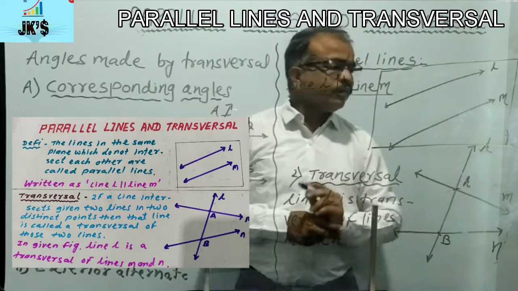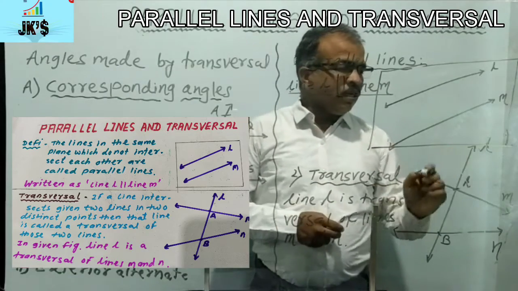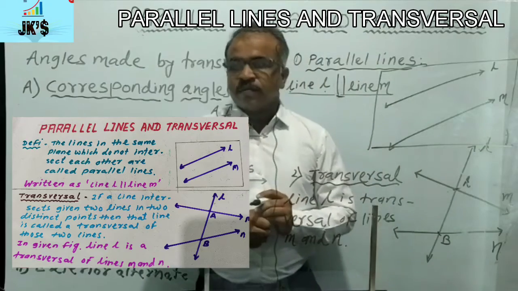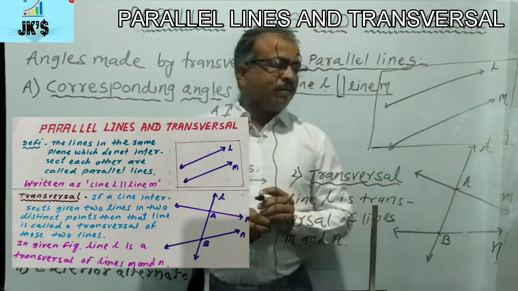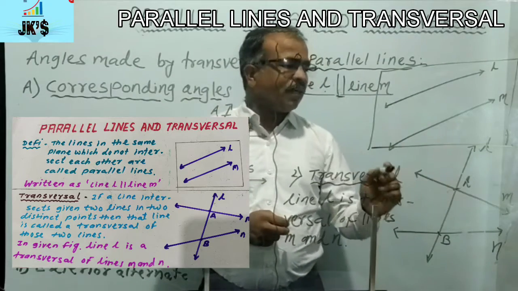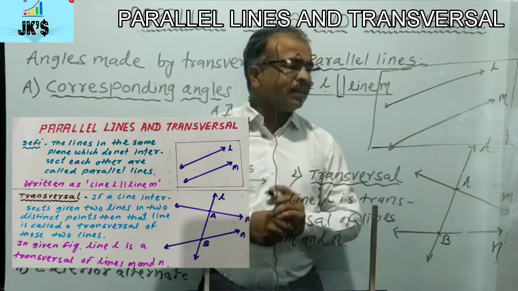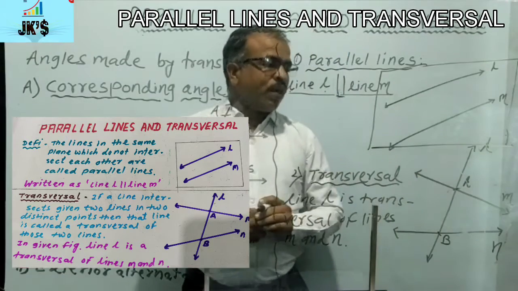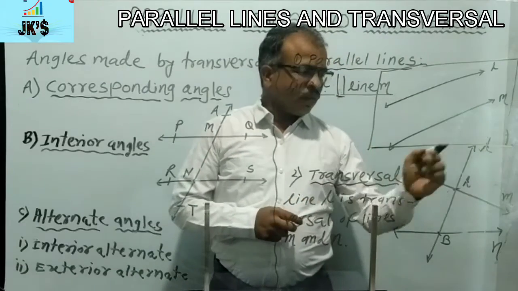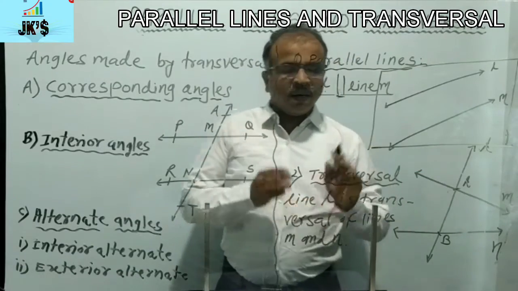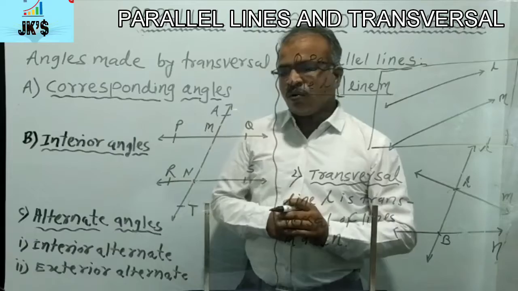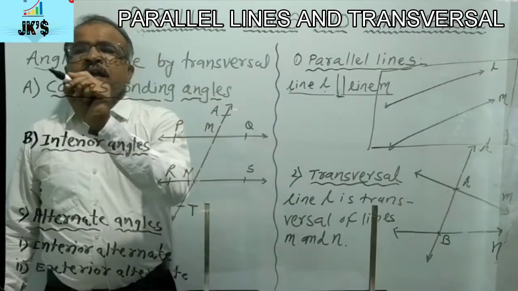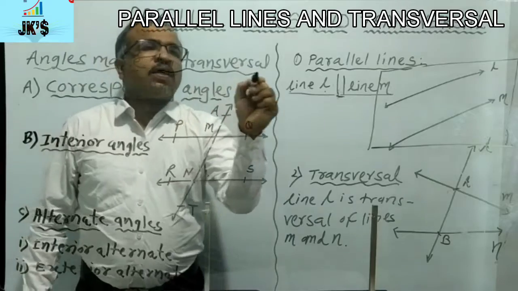In this figure, line L is a transversal of lines M and N. Now, when this transversal intersects these two lines, some angles are formed, and those angles are divided into three parts. Angles made by a transversal.